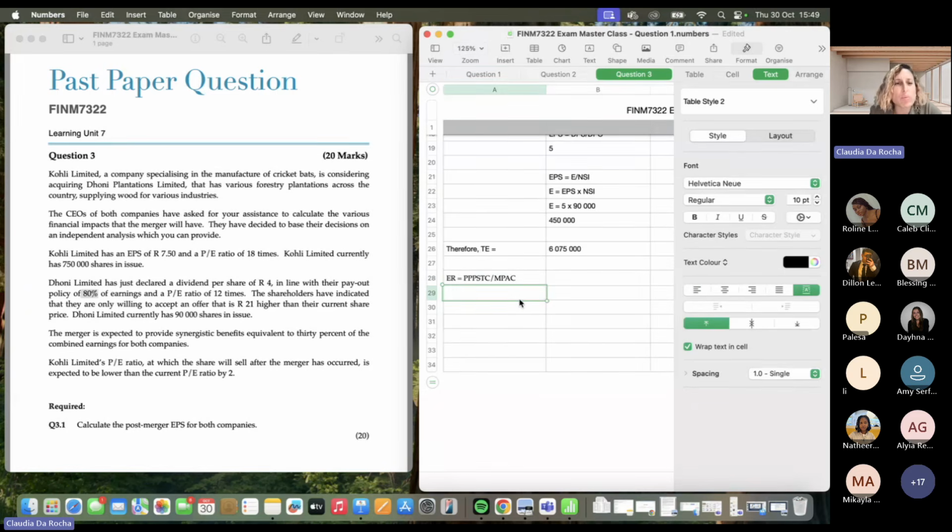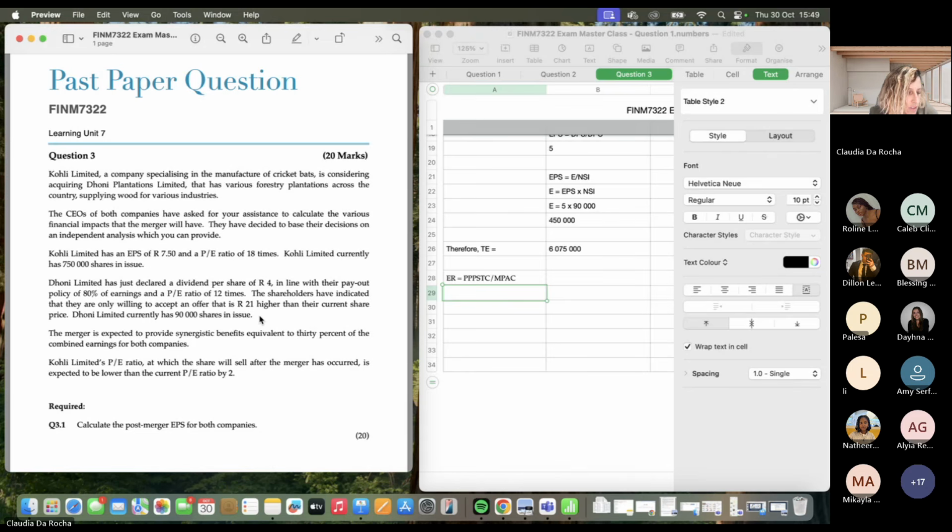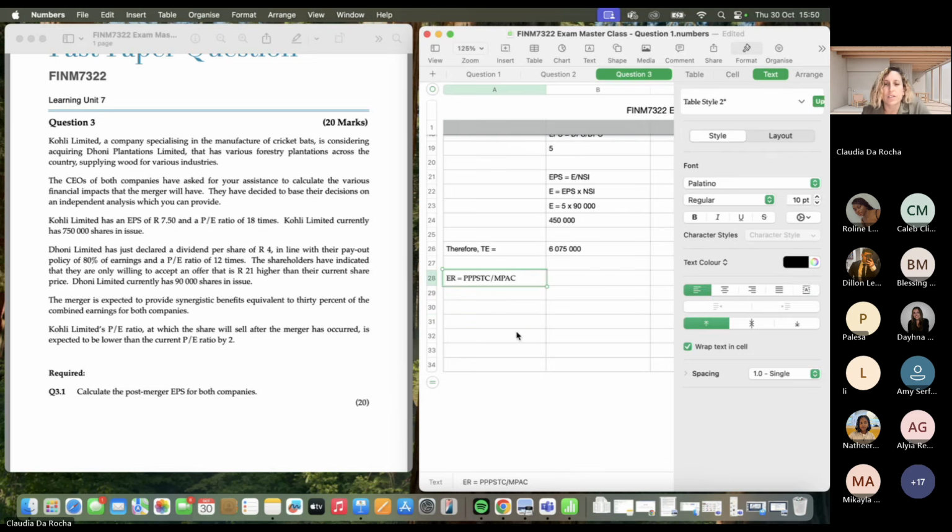Okay, so our price paid per share of the target company, we don't know how much we paid. The market price of the acquiring company, we don't have that either. So we've got to now calculate our share price for both target and acquiring company. It now means I've got to do my share price.